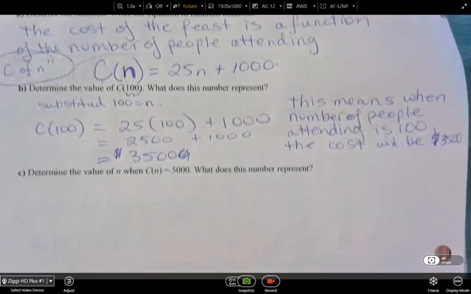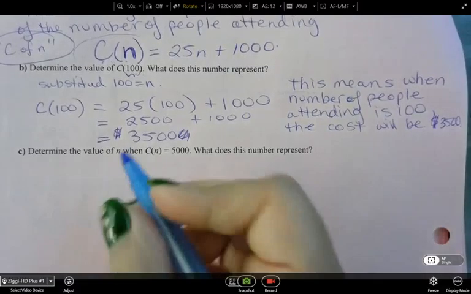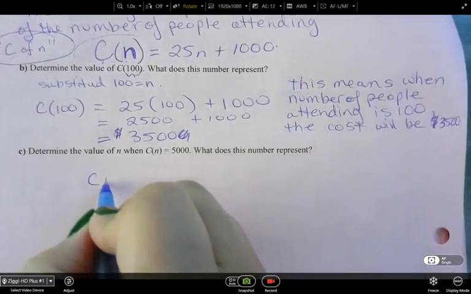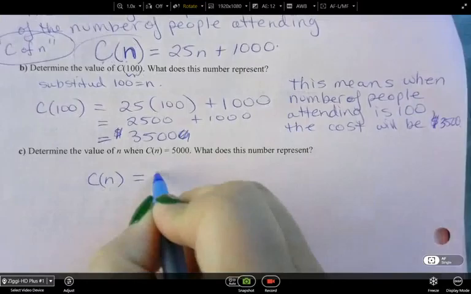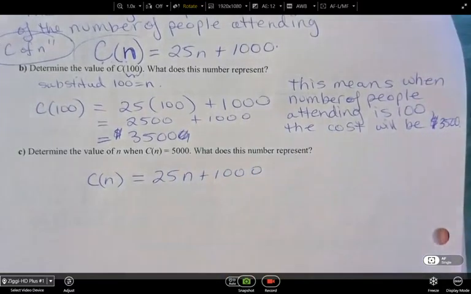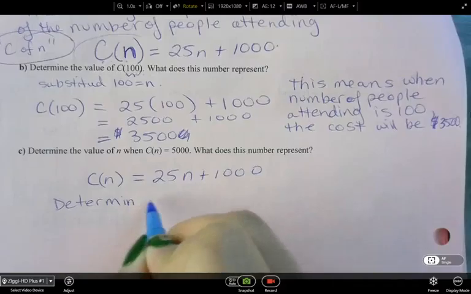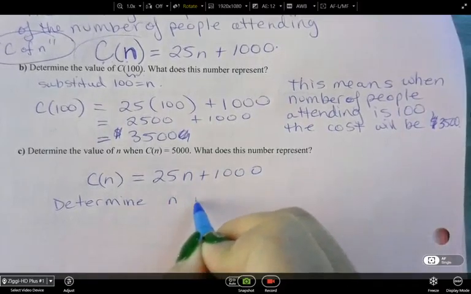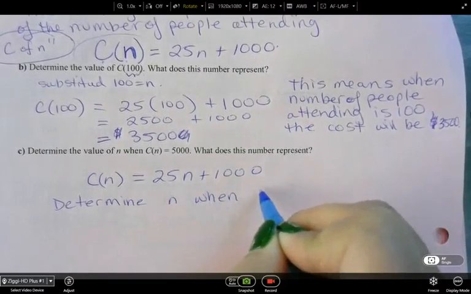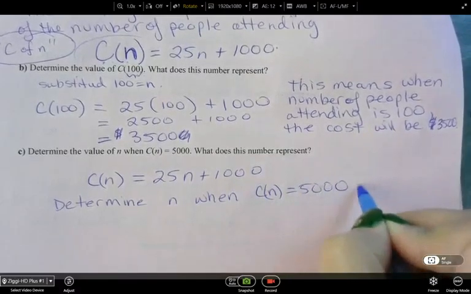And now in part C, I want to think about what the question's asking before I actually do it. So I'm going to write down the original equation. So this is the equation in function notation. Okay. And then it's saying determine n when C of n is equal to $5,000.